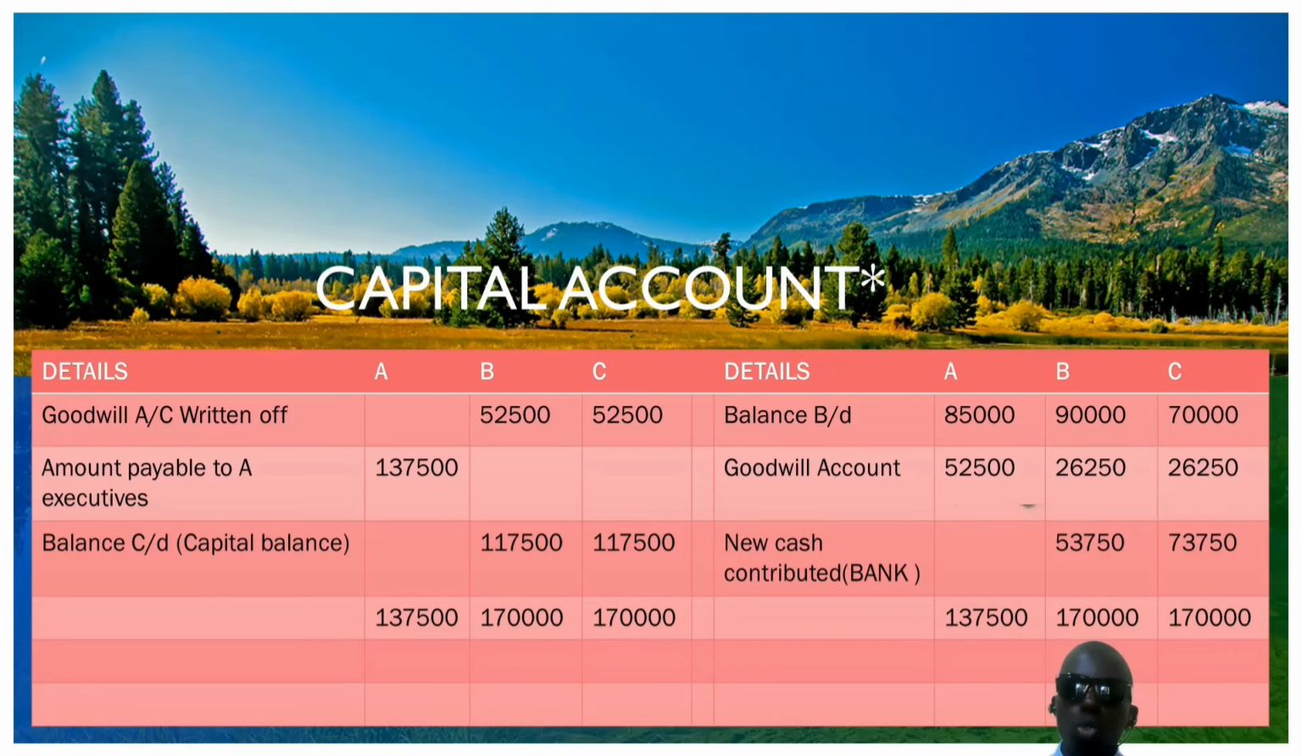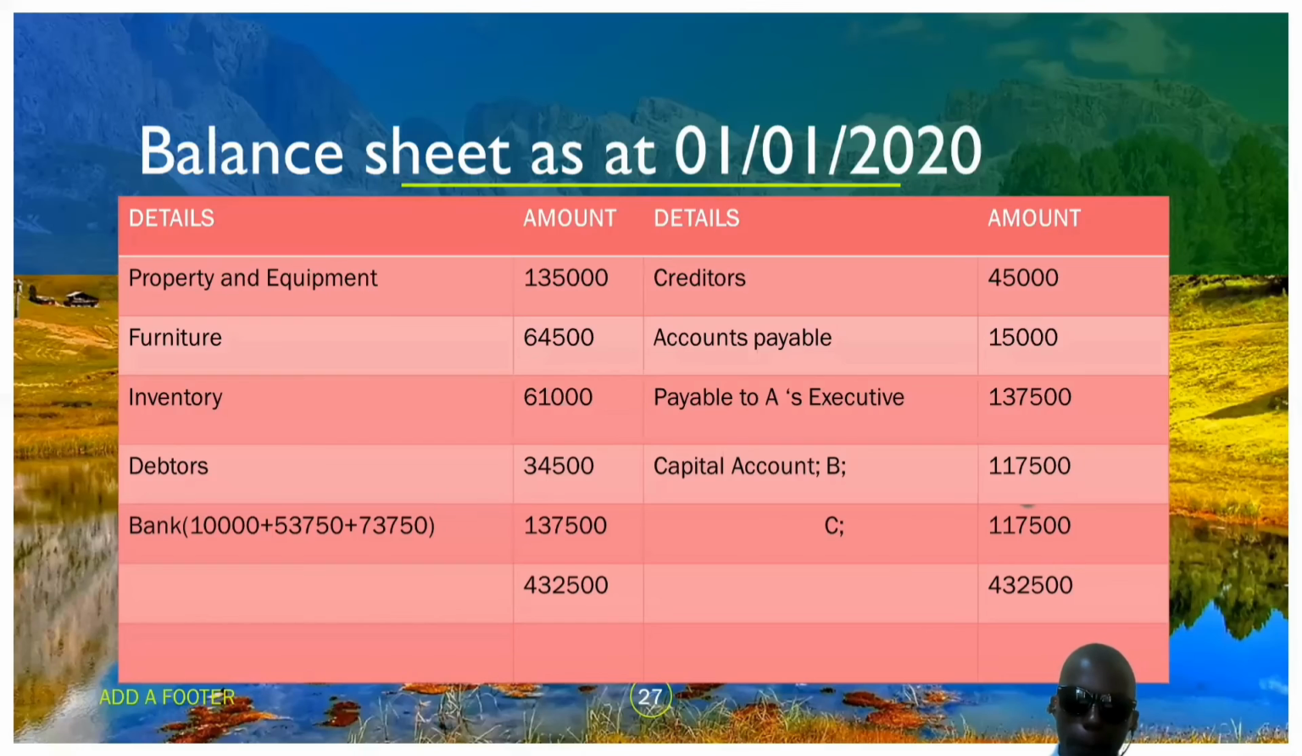Let's proceed now to the new balance sheet. You realize that there is no change on the property and equipment. It is still 135,000, furniture is still 64,500, inventory is still 61,000, debtors is still standing at 34,500. Leave alone the bank, I'll be explaining what has happened to the bank.